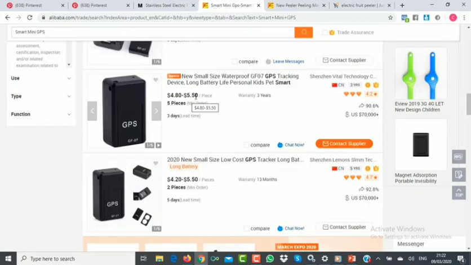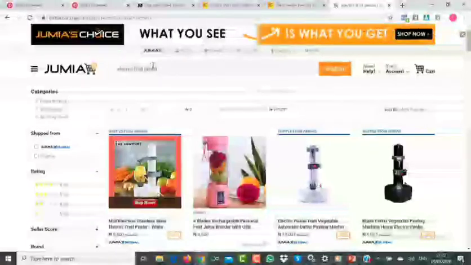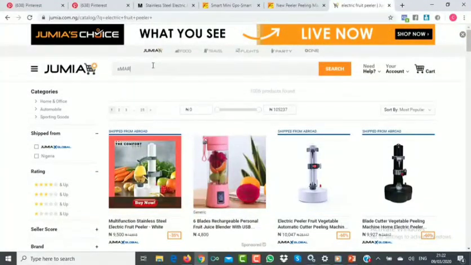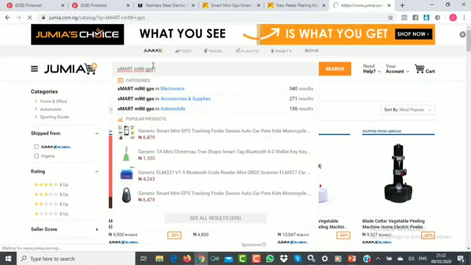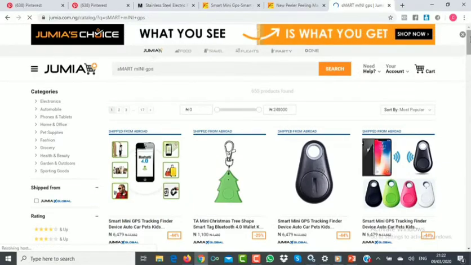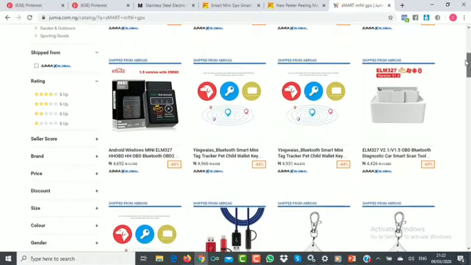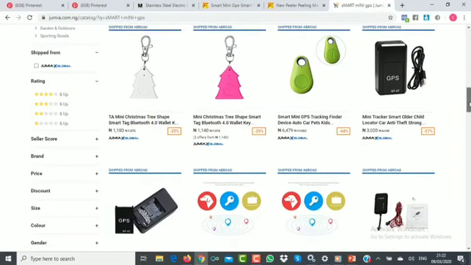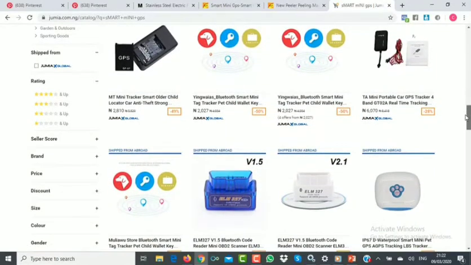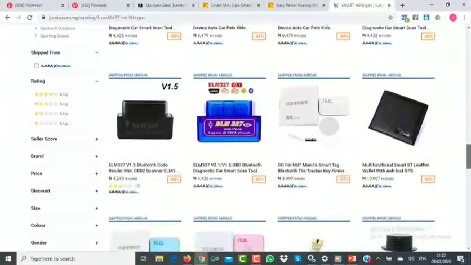All right. So what we do now is head over to Jumia to see if we have it on Jumia. Smart Mini GPS. All right, they have the product, and it's actually 3,000 naira. Oh wow, it's all over here. It's all over Alibaba, and it's all over Jumia.